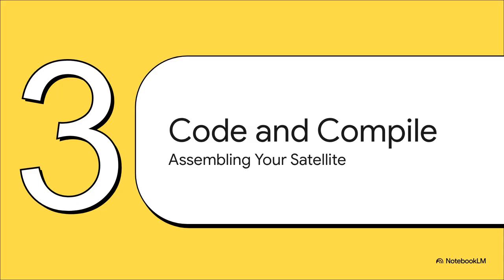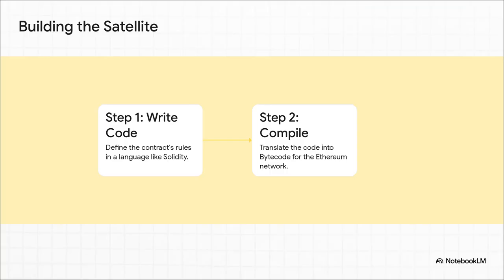And now we get to the really fun part, actually building our satellite. This is the stage where a simple idea gets turned into a real, functional piece of tech that's ready to go live on the blockchain. This happens in two main steps. First, you write the blueprints. That's the actual code, usually in a language like Solidity, and it spells out every single rule our satellite needs to follow. Then you hit compile, and this step is like assembling the satellite itself. It translates your human-readable blueprints into something called bytecode, which is the machine language that giant global Ethereum computer can actually understand.